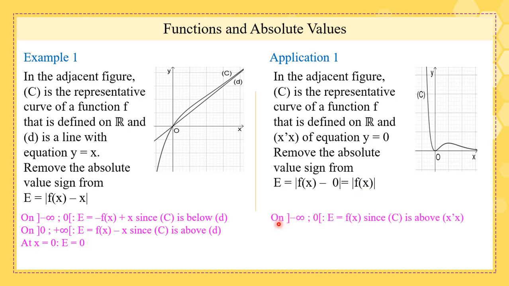Solution: on interval minus infinity 0, E equal f of x since C is above x prime x. Then it's positive. On 0 plus infinity, E equal f of x since C is above x prime x. At x equals 0, E equal to 0.